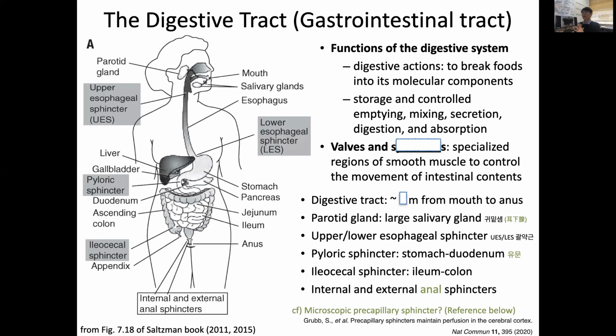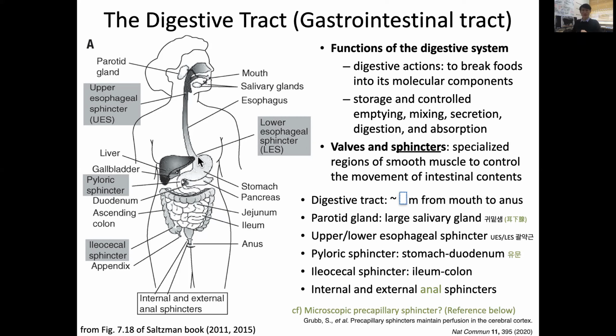Let's take a look a little bit further. There exists a valve, a sphincter, which is a specialized region of smooth muscle to control the movement of intestinal contents. From the mouth, and here is the esophagus, and there is a sphincter. Sphincter in Korean is 괄약근, so it's kind of controlling the passage. There is an upper esophageal sphincter here, and also as it goes down when it touches the stomach, there is a lower esophageal sphincter.